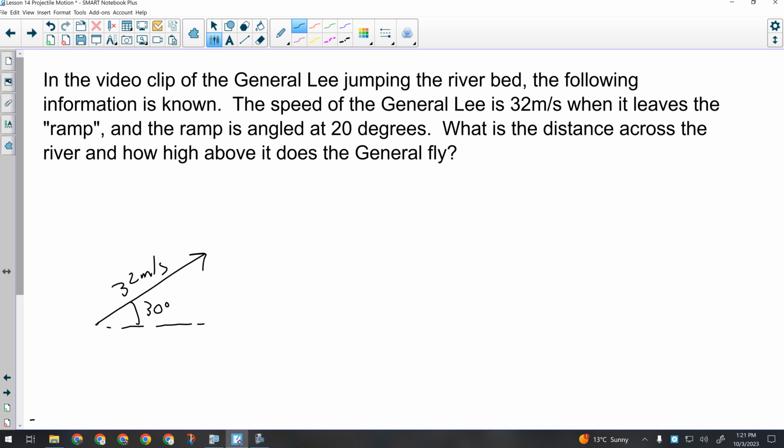Now, what kind of a path did the General Lee follow as it flew over the river? If I was drawing a shape of its path, what would it look like? A curve, yeah, an arc. Okay, so we know that it's really going to do that. Okay, that's the flight path of the car. The question wants to know what's the horizontal distance and what's the maximum height or vertical distance?